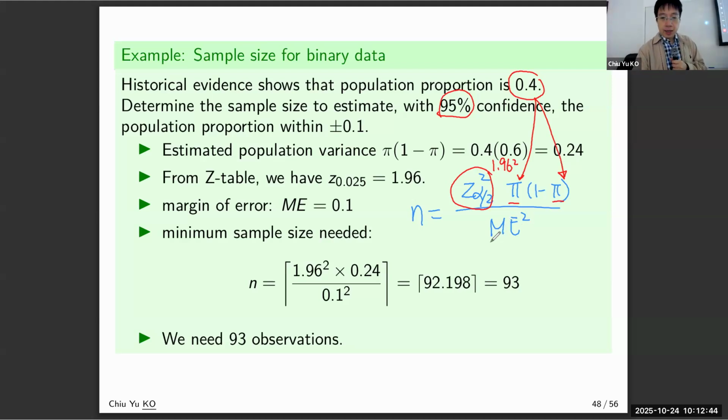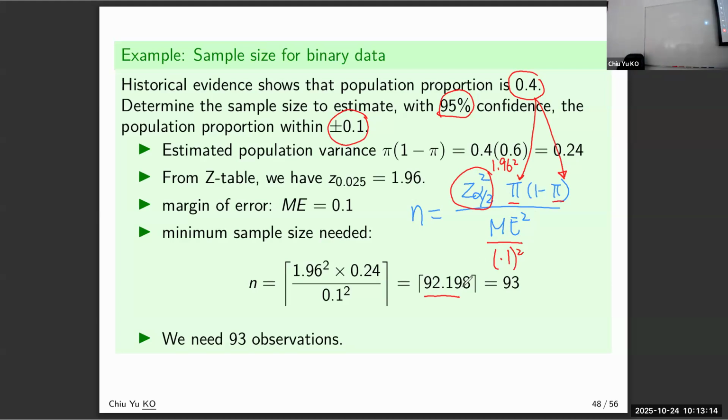And ME is our choice, which is 0.01, right? So just put all the numbers there. You have 92.1. You round up to 93. So you need 93 samples to get a precision of 0.1, right?